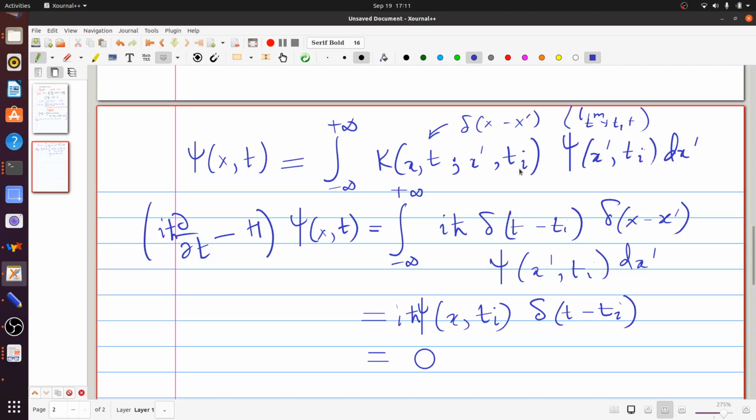And when this becomes delta of x minus x prime, the integral of that after multiplication by the wave function at x prime, t i just gives me the wave function psi at x comma t i. So the integral of the kernel after multiplication by the wave function does satisfy both of our conditions. It satisfies the partial differential equation which we call the Schrodinger equation. It also satisfies the initial condition, sorry, not the boundary condition, but the initial condition on the Schrodinger wave function.